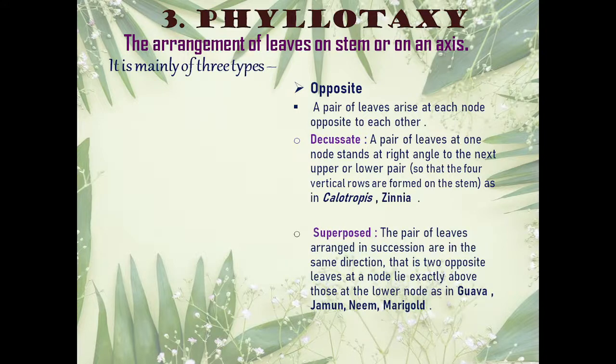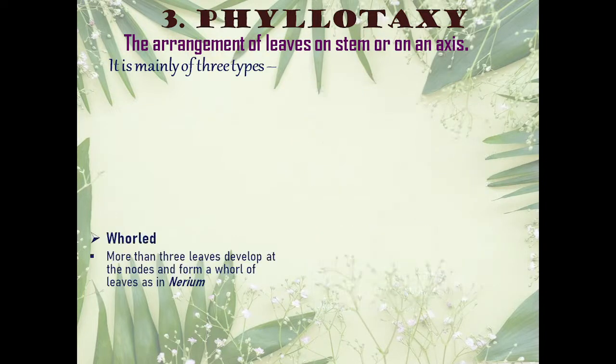The next one is superposed. That is, the pairs of leaves arranged in succession are in the same direction. That is, two opposite leaves at a node lie exactly above those at the lower node, as in guava, jamun, neem and marigold. And the last one is whorled: more than two leaves develop at the node and form a whorl of leaves, as in Alstonia.